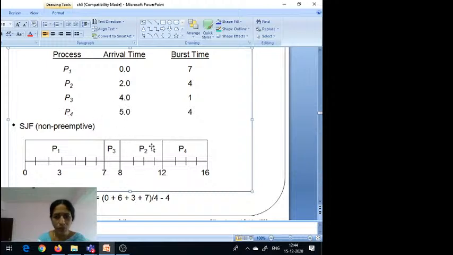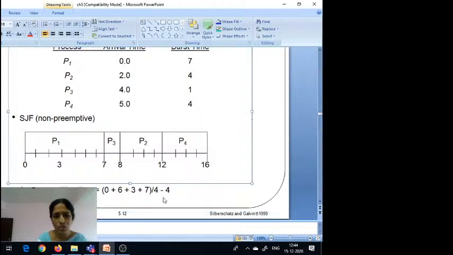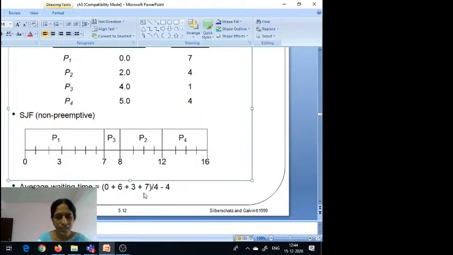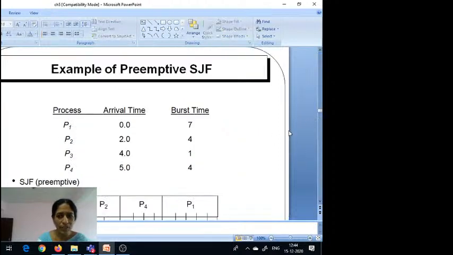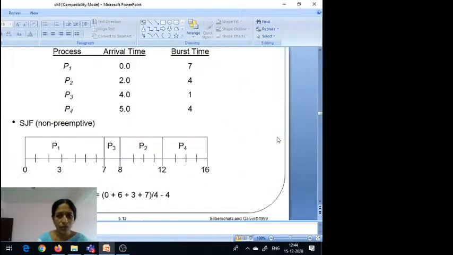Coming to the P4 process, it enters the CPU at the 12th millisecond. Arrival time is 5, so 12 minus 5 means 7 milliseconds of waiting time. So what is the average waiting time? 0 plus 6 plus 3 plus 7, that is 16, divided by 4, equals 4. The average waiting time for this one is 4.